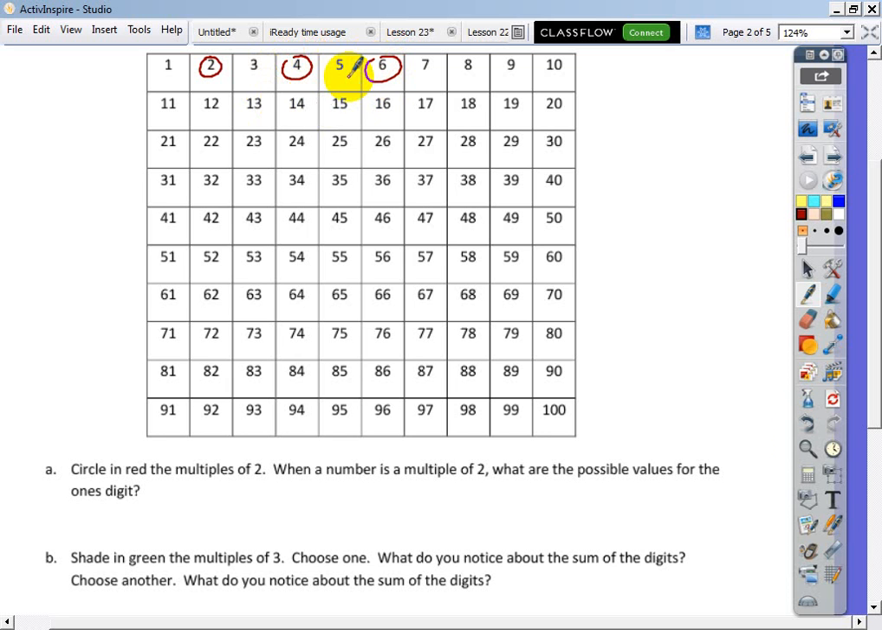Go ahead and do that. Pause, take your time, see if you can circle all the multiples of 2. Anything that 2 can make. Ooh, there's one.